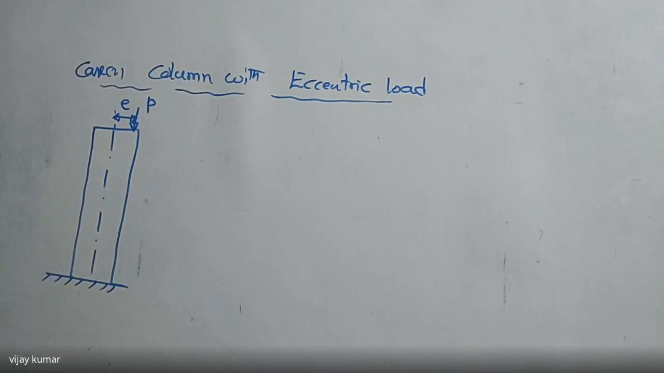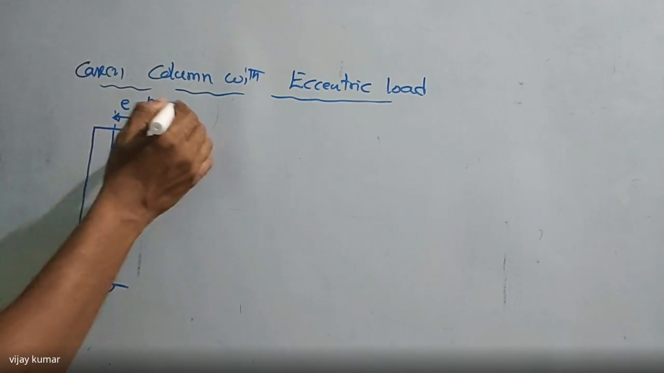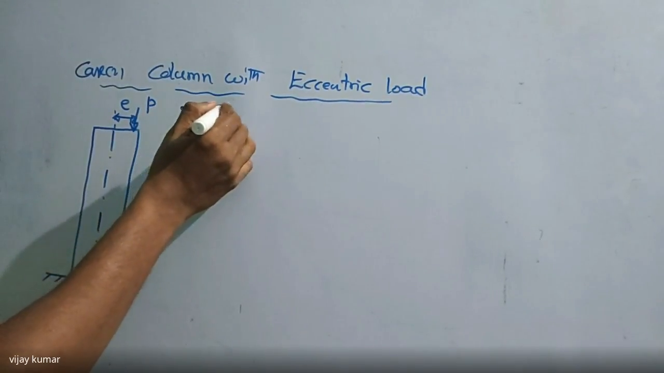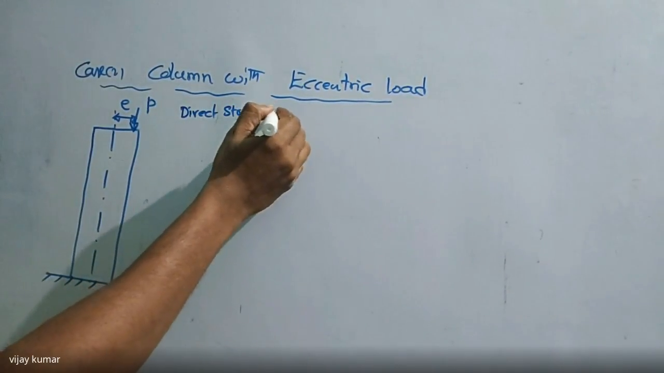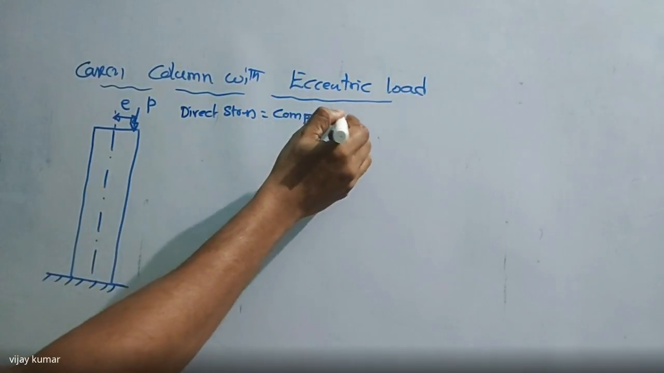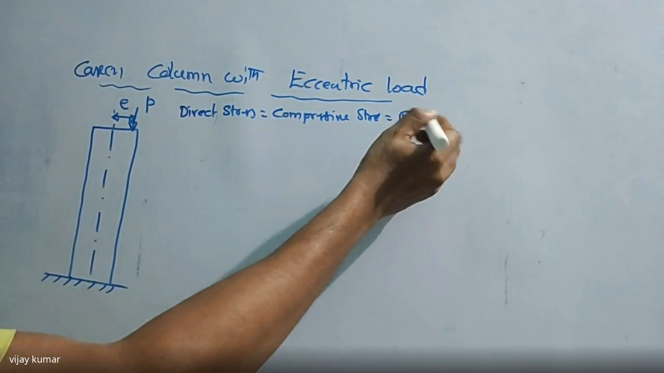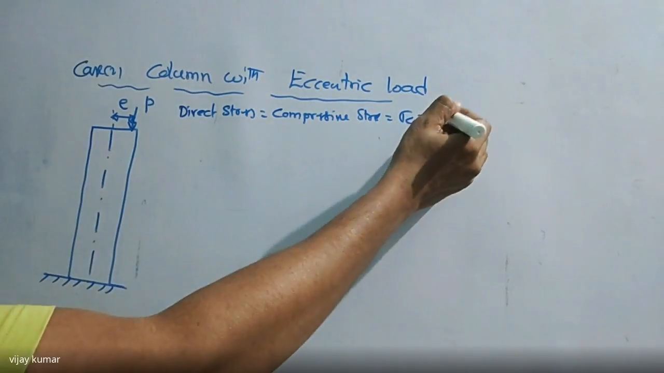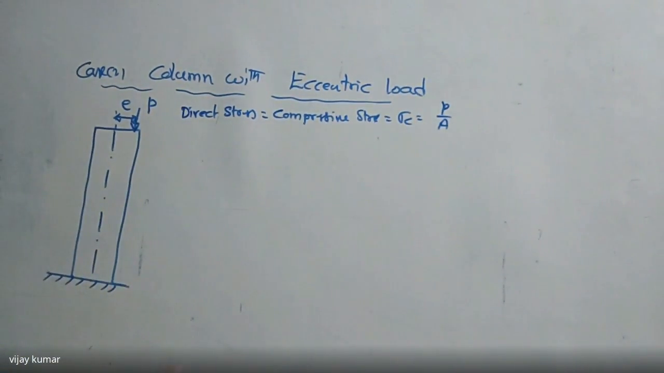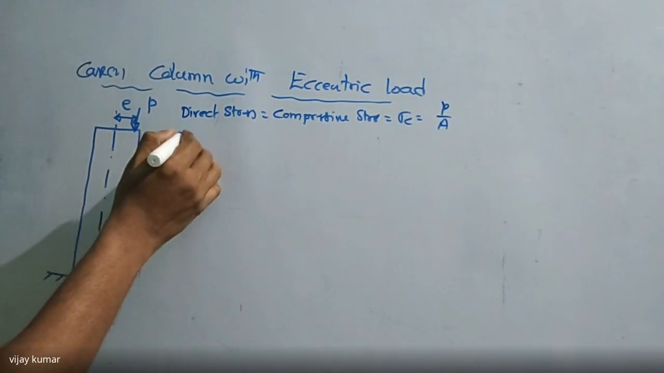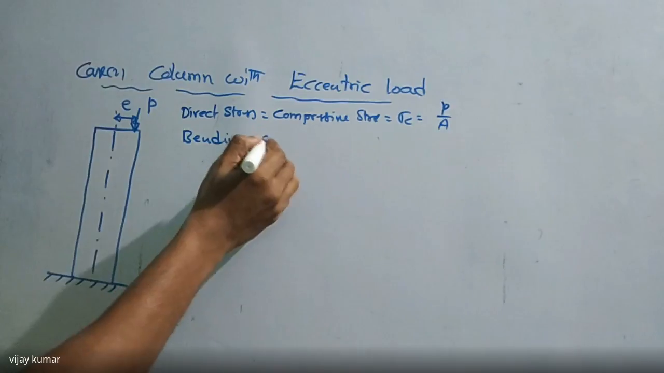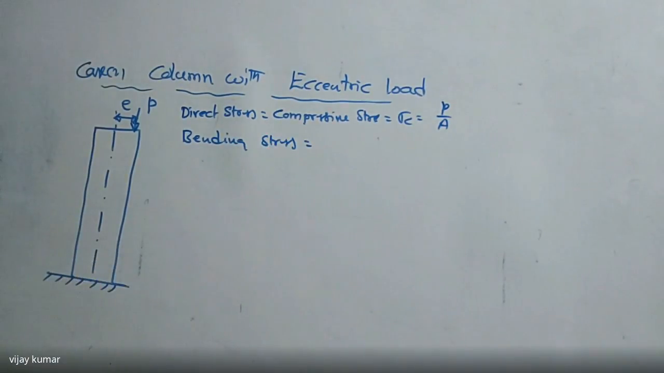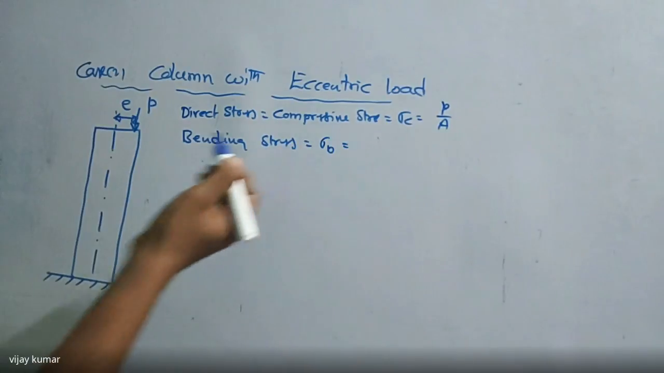So if you apply the eccentric load, the column has two stresses. One is direct stress, also named compressive stress, sigma C, which is equal to P by A. And the second one is the bending stress, sigma B. What is the bending stress here?